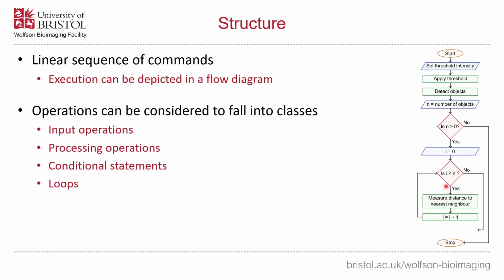So again, it goes back through, measures its distance, increments the value by 1, so I is now 2, 2 is still less than 5, and we keep going until the point where we get to I is equal to 5. And so 5 is not less than 5, so now we go no, and then we come to our last class, which is output operations. And in this case, maybe it's just showing the results table.